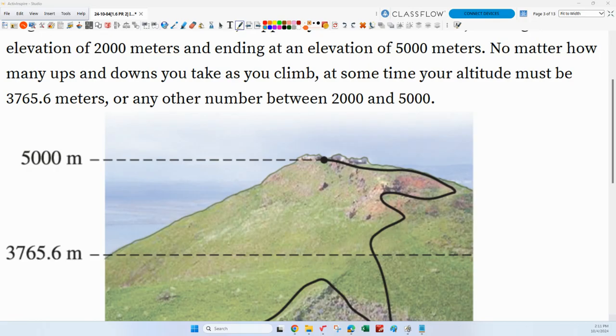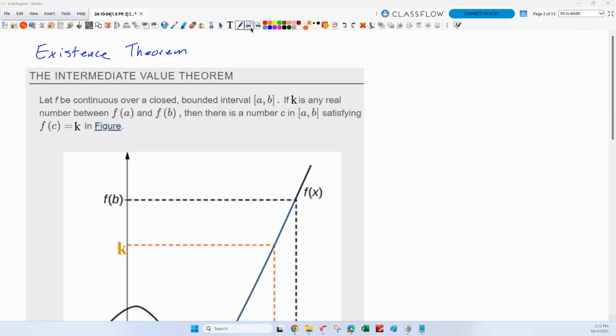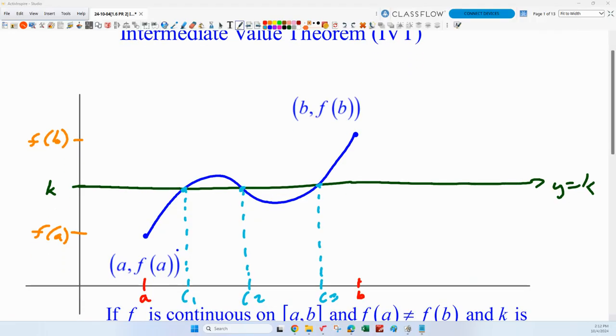Ideas. Well, let's go back and review. So there's the picture we're looking at, right? It makes logical sense, but we've got to prove it. So let's go back and look at that intermediate value theorem again. And again, what did it say?